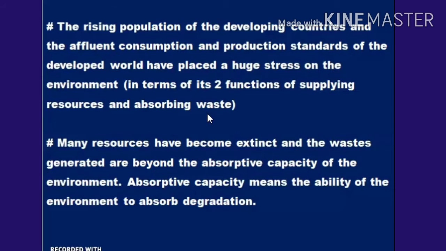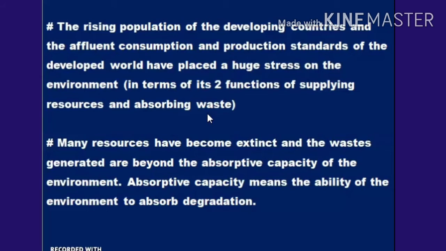So that is due to what? Rising population of our countries. We are not concentrating on our environment, and the absorbing capacity of our environment will be lost, and our environment will be degraded. So these are the two points to be noted when our environmental conditions are not truly fulfilled.